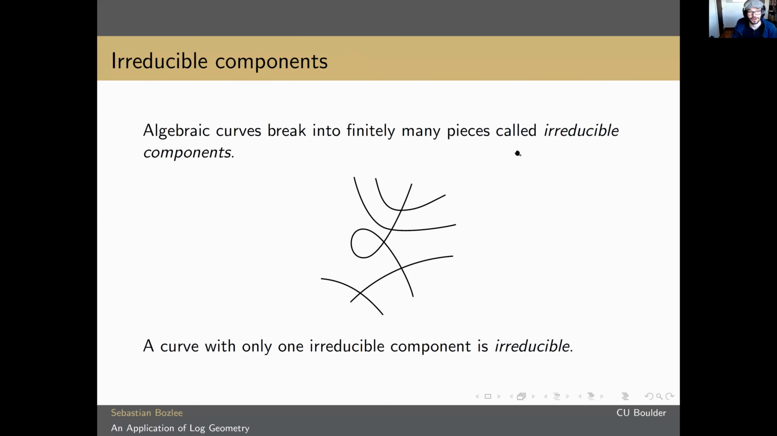Once we have algebraic curves, these break into finitely many pieces, which we'll call irreducible components. And we'll just do this by example. So here we have sort of a sketch of an algebraic curve. This whole piece is an irreducible component. There's another, there's another, there's another, there's another. And then if we have just one irreducible component, then we'll say we have an irreducible curve.